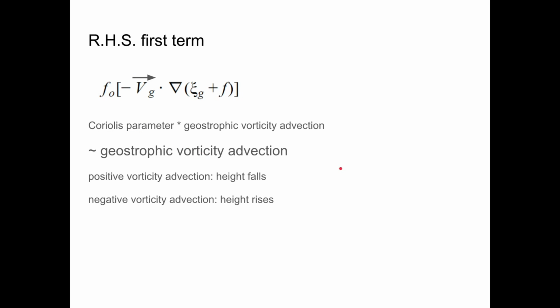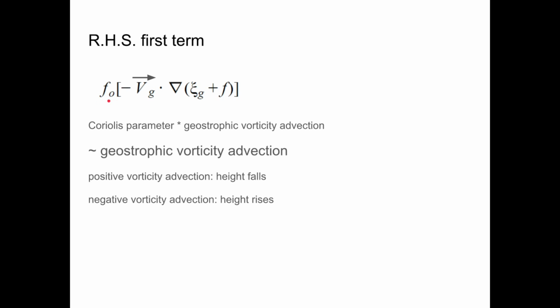So let's look at the right-hand side. The first term, working our way from the inside out, we've got the geostrophic vorticity that's being advected by the geostrophic wind. So this is the geostrophic vorticity advection just multiplied by the Coriolis parameter.